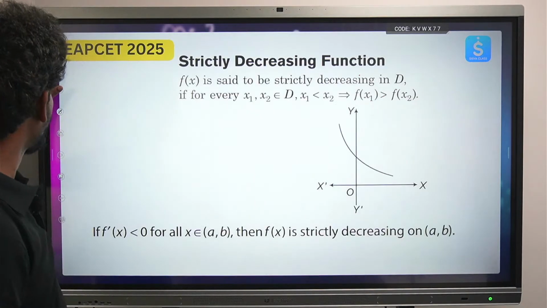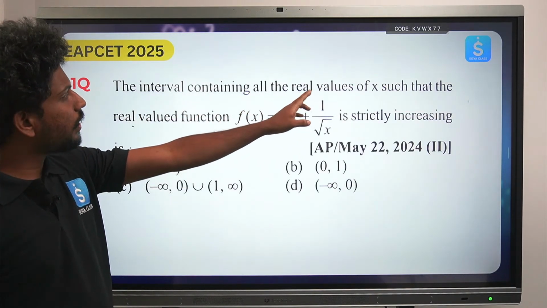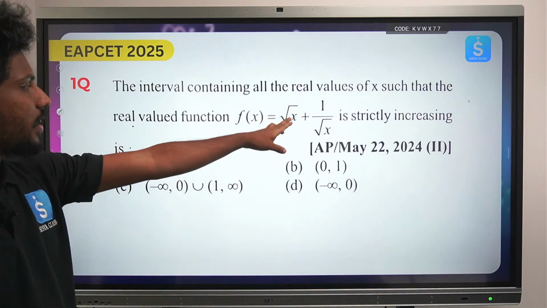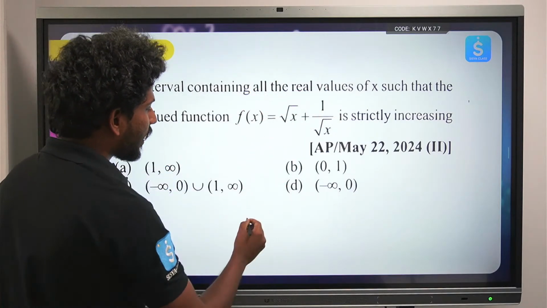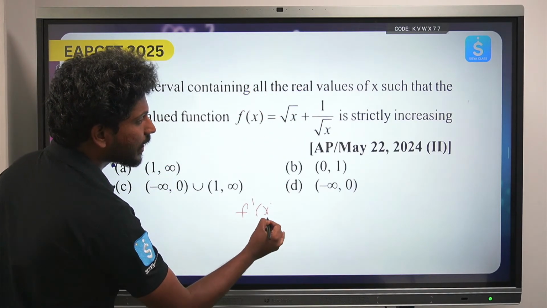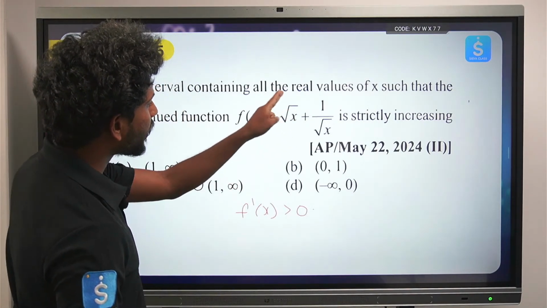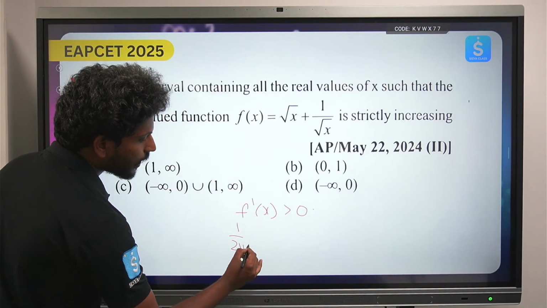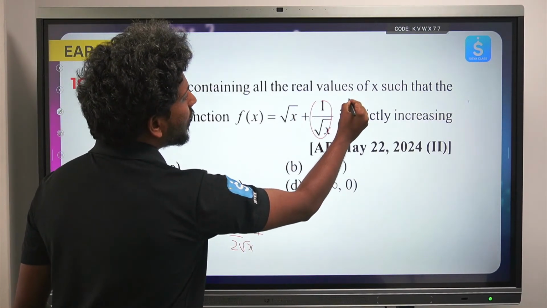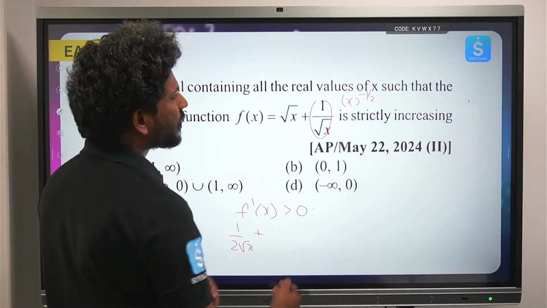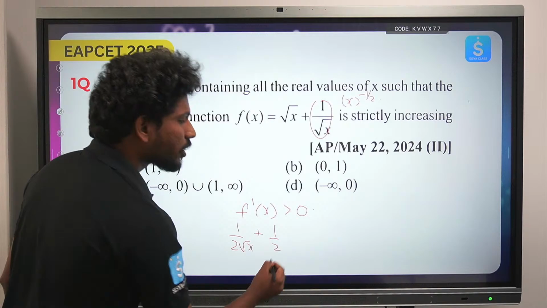Okay, right. So if you see the first question: find the interval containing the real values of x such that f of x equals root x plus 1 by root x is a strictly increasing function. Whenever I say it is a strictly increasing function, that means f dash of x is greater than 0, right? So if you try to differentiate this function, what is the differentiation of root x? That will be 1 by 2 root x. Plus, what is the differentiation of 1 by root x? This you can write as x to the power minus 1 by 2. Now this will be minus 1 by 2 x to the power minus 1 by 2 minus 1, that will be minus 1 by 2 x to the power minus 3 by 2.